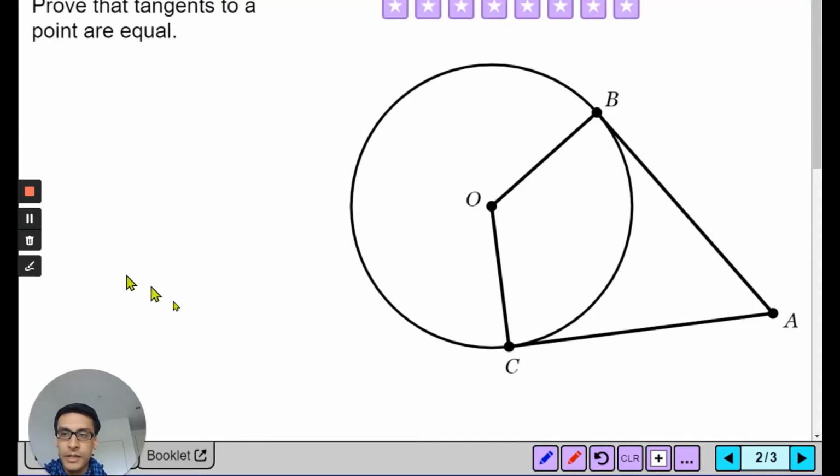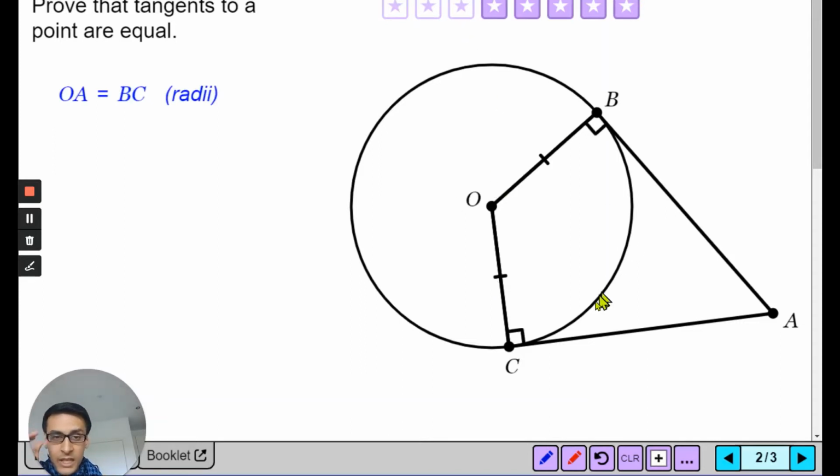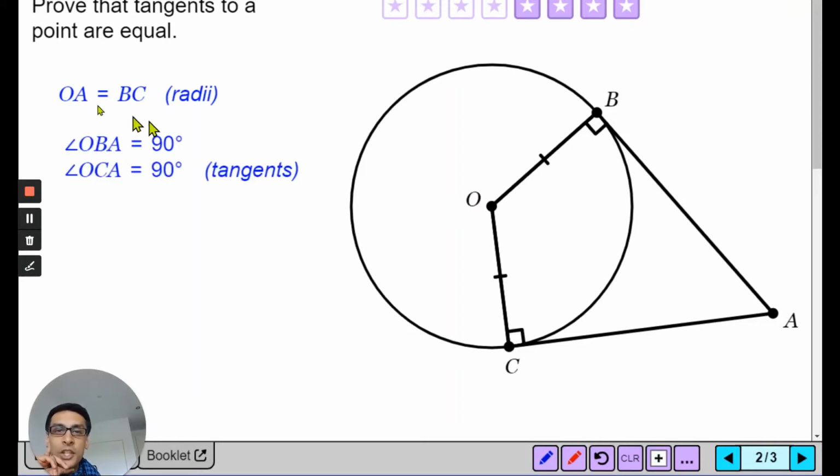So let's prove where it comes from. First of all, we know that these two lengths here, because they're radii, are the same length, so we can just label them with a dash. And then you can also say that these two angles have to be 90 degrees because they're a tangent. So you're told it's a tangent, so you don't have to prove it's 90 degrees, it's just going to be 90 degrees. And you have to write that out. So OBA is 90, OCA is 90 degrees.